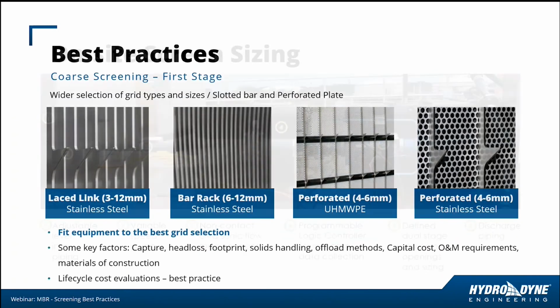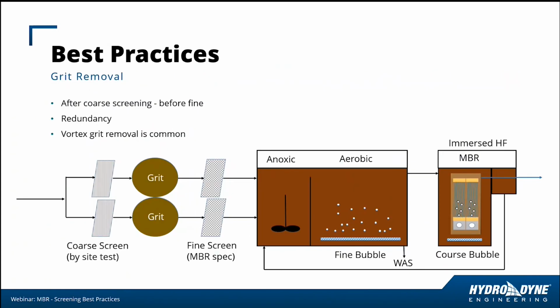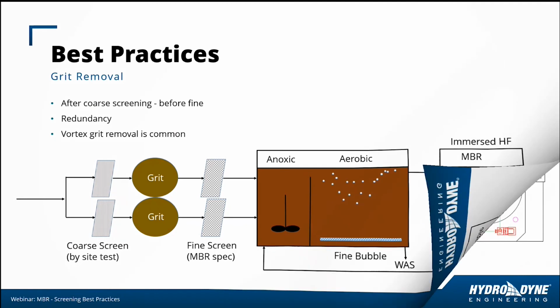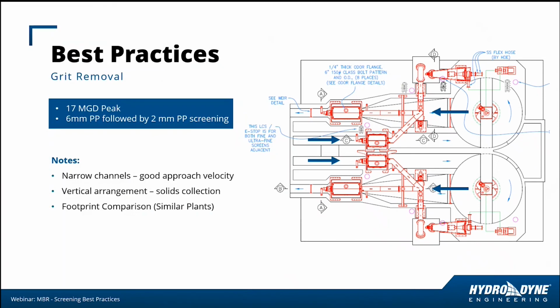So moving forward, looking at grit removal. Grit removal is typically placed after the coarse screening stage and before the fine screening stage. This flow diagram does show redundancy in this, so we see two trains here. In this case, or in many cases, vortex grit removal is common for MBR protection. Let's look at that in practice.